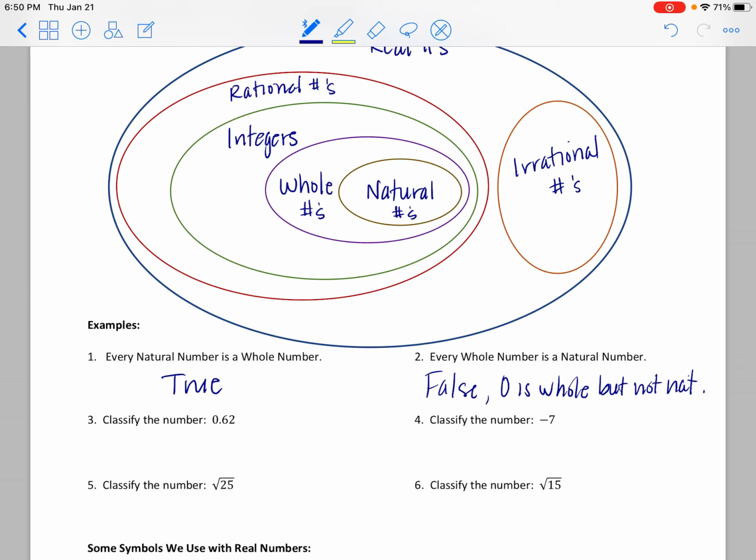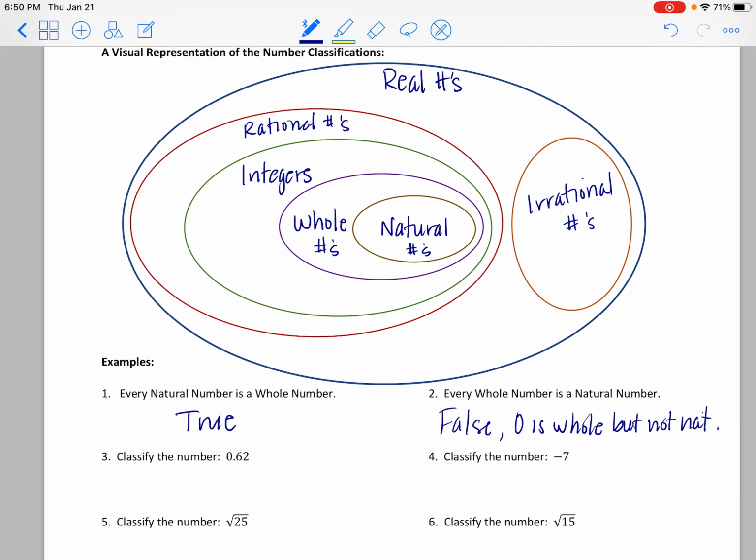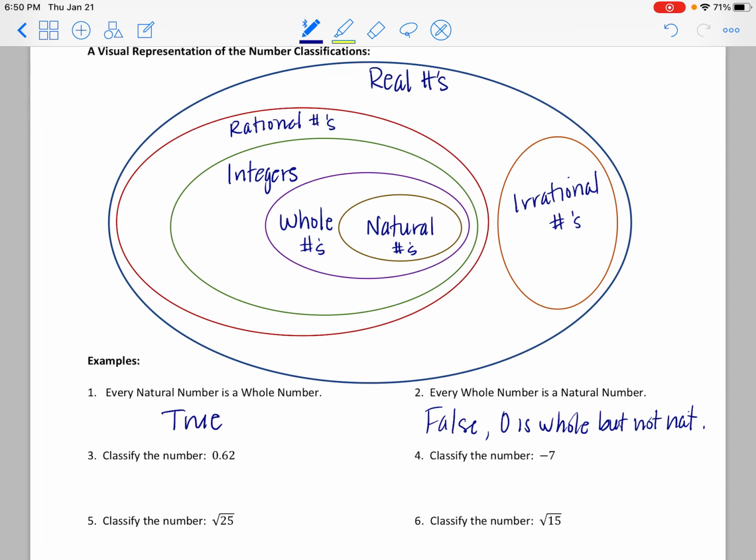Now, you should be able to classify any number I give you as well. So if I said to classify, for example, 0.62, what I mean is tell me what groups of numbers or which ones of these classes it belongs to. So 0.62 is definitely a real number. Right? Anything we could plot on a number line is a real number. So we're going to say this is real, and I'm going to use the abbreviation. Now, is it rational or is it irrational? That'd be the next place to go. Can we write it as a fraction or can we not?